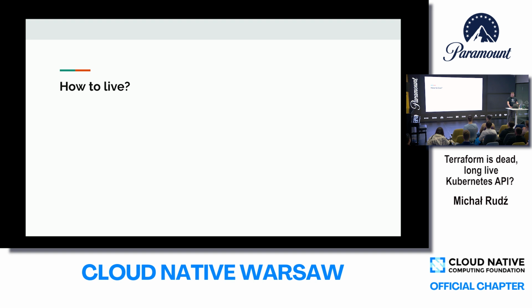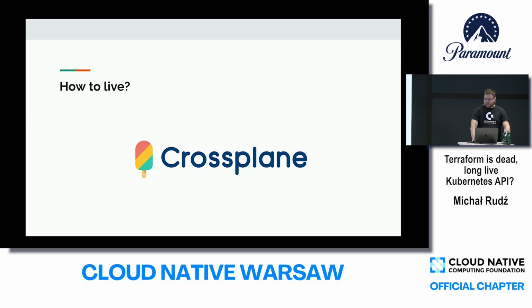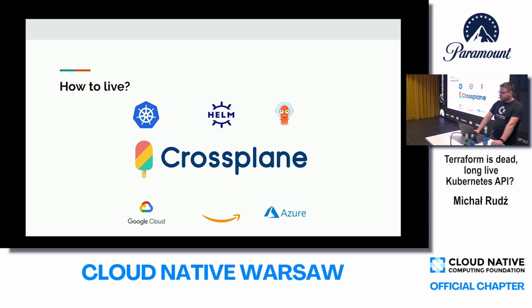So how to live with that? The answer, in my opinion, is Crossplane. So what does Crossplane give us? Crossplane gives us, like Terraform, the possibility to deploy infrastructure in all the big three cloud providers with the help of Kubernetes, Argo, and Helm. It depends on how we implement this.